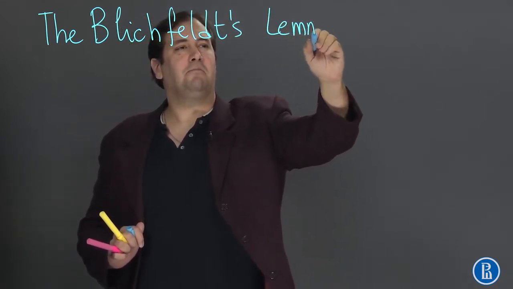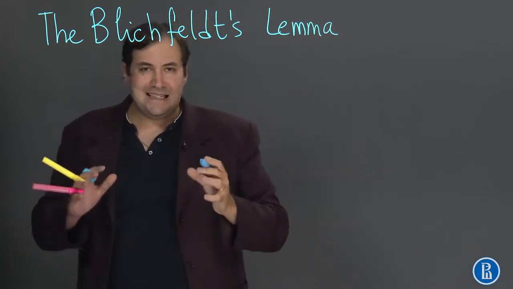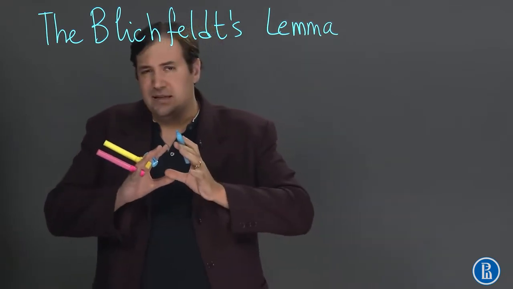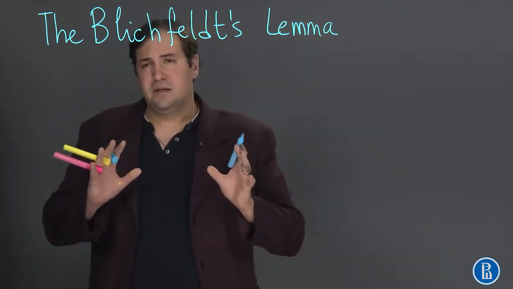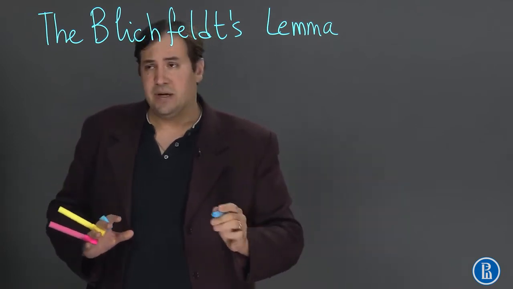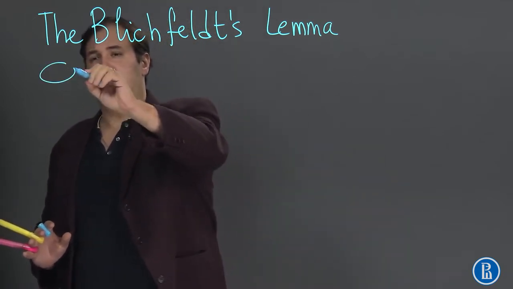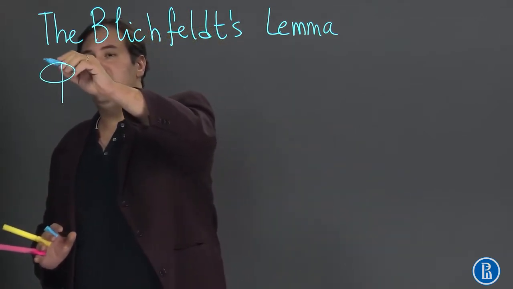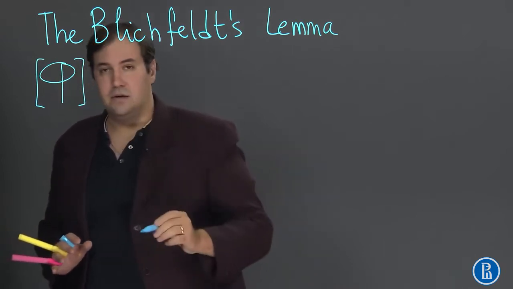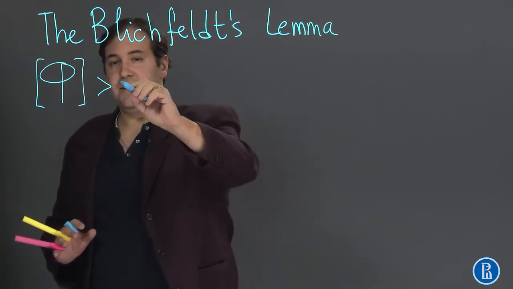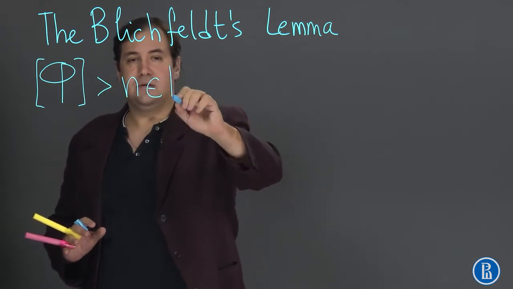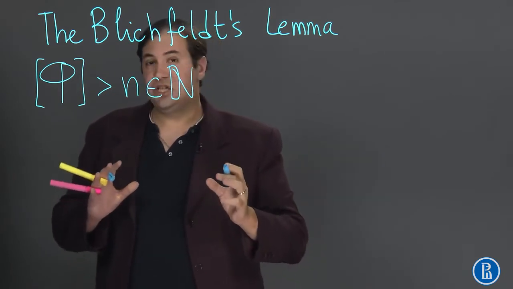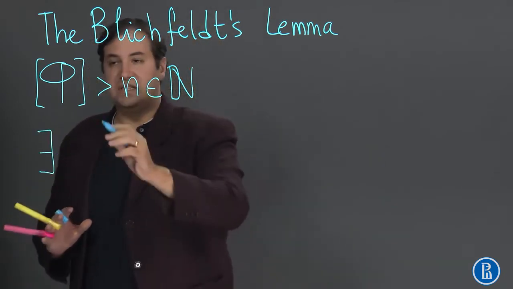Blichfeldt's lemma states that if we have a figure on a plane, and it can be just any figure as long as it has area, so let F be a figure on the plane, and suppose that the area of F is greater than n, n being a positive integer, then there exists a shift of this figure.